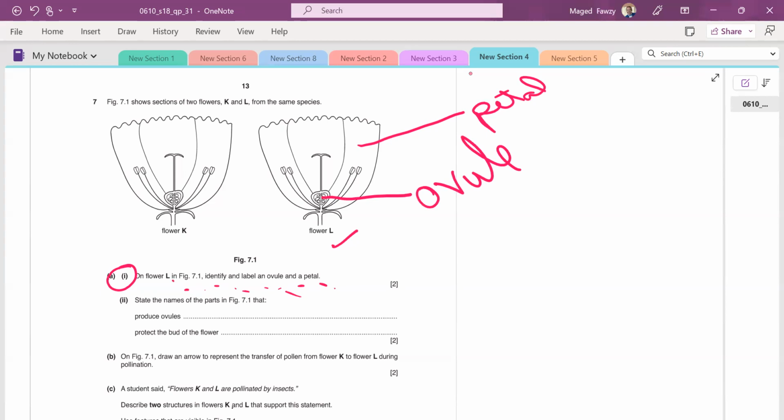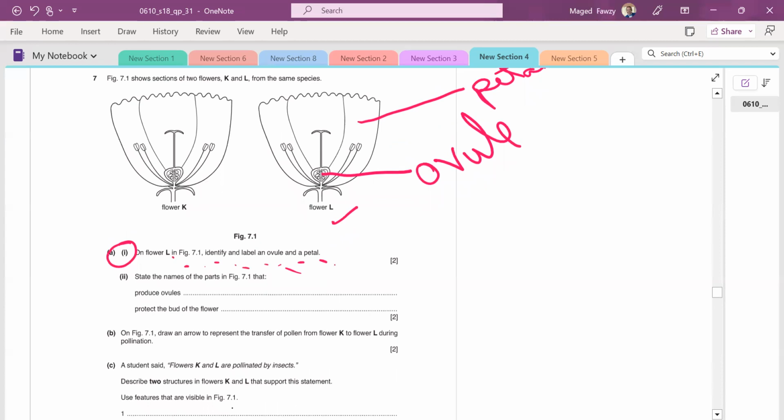Okay. Next question. Yes, state the names of the parts in figure 7.1 that produce ovules. Which part? The ovaries. Perfect. Okay. Protect the bud of the flower. What is the structure responsible for the protection? Isn't it the petal? Carpel or sepal? No, not right. Sepal, one sepal. The sepal is the one responsible for protection. The sepal is the green part, which is the green leaves that are in this area, kids.